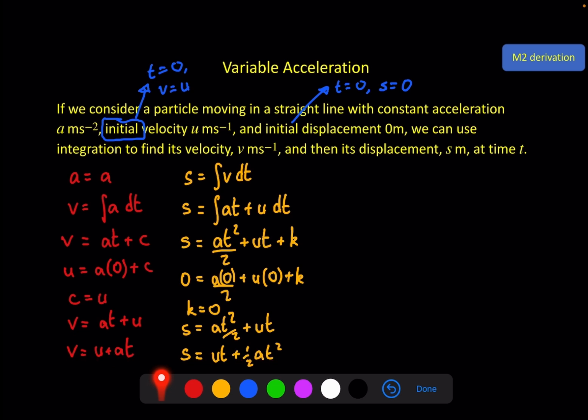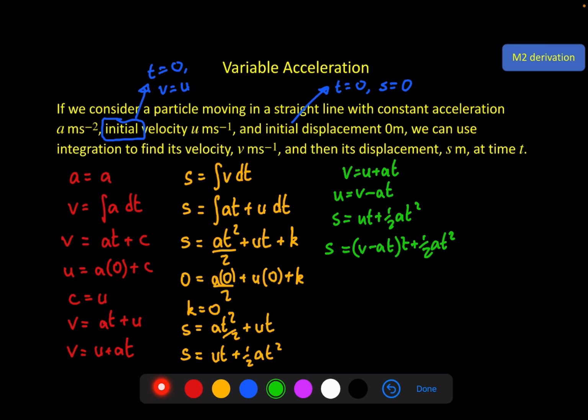From here, to get the other three formulae, we simply rearrange this and substitute it into here in order to get rid of the different variables. If we rearrange v equals u plus at to give u equals v minus at, we can substitute that now into the s equals ut plus a half at squared formula to eliminate the variable u. And that will give us v minus at times t plus a half at squared. If you expand that bracket, you get vt minus at squared plus a half at squared, which is vt minus a half at squared, our third constant acceleration formula.